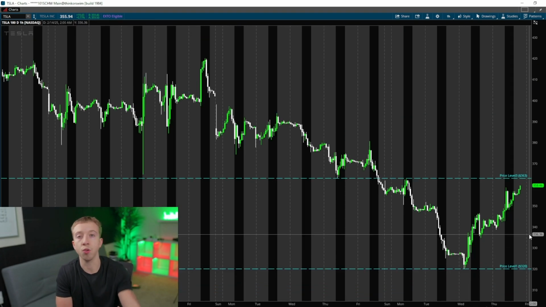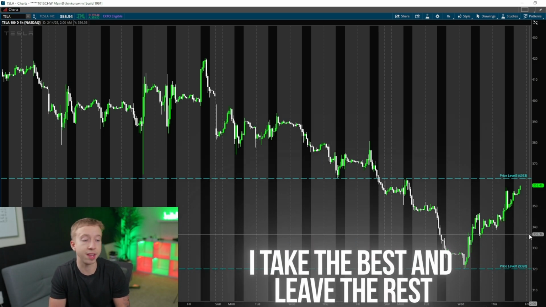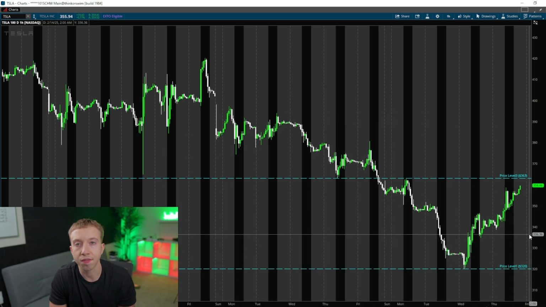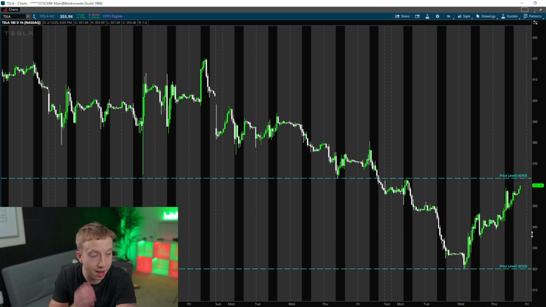And you might be like, okay, well, let's say we come back down to the downside. 320 is so far away. Well, I take the best and leave the rest. If we don't get a downside move on Tesla, we have 3 other stocks that we're taking a look at. So we have these 2 levels here.